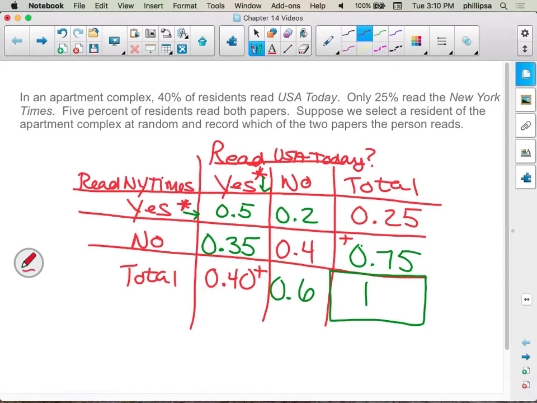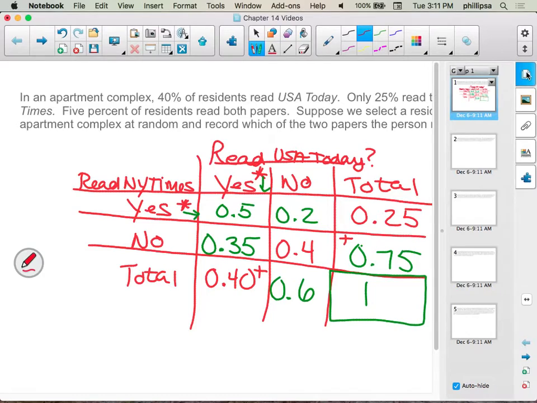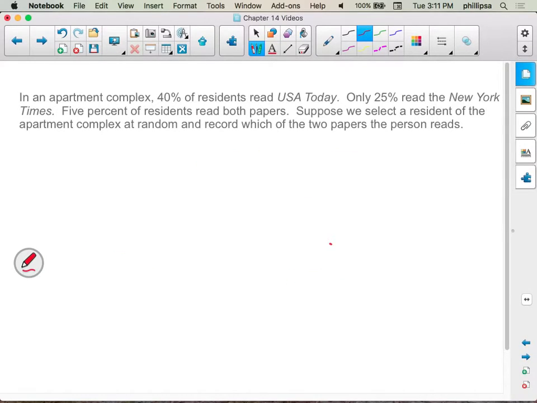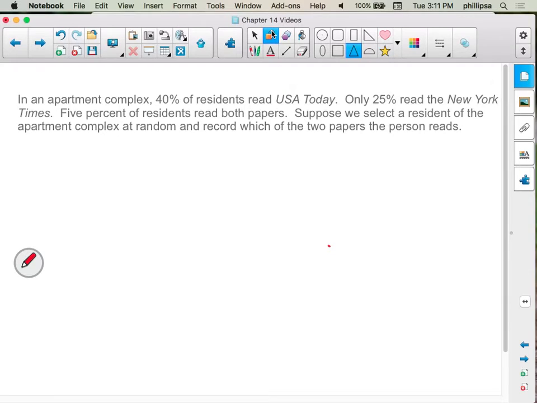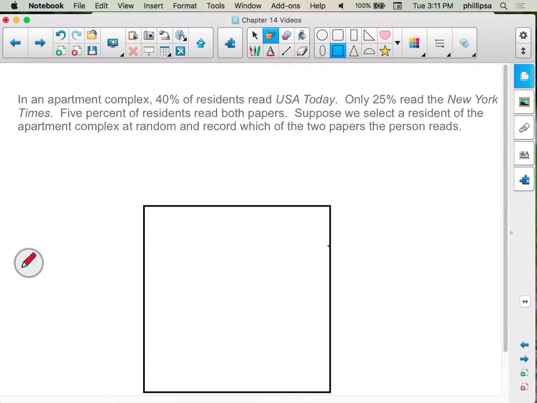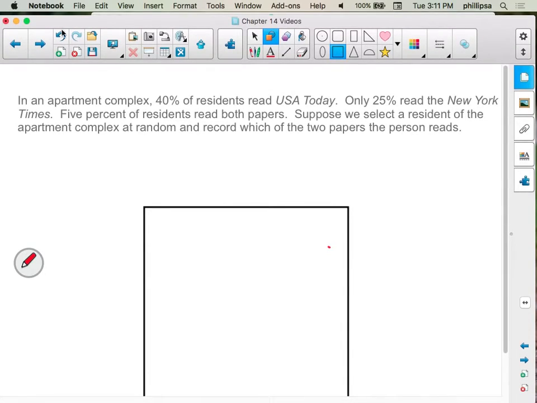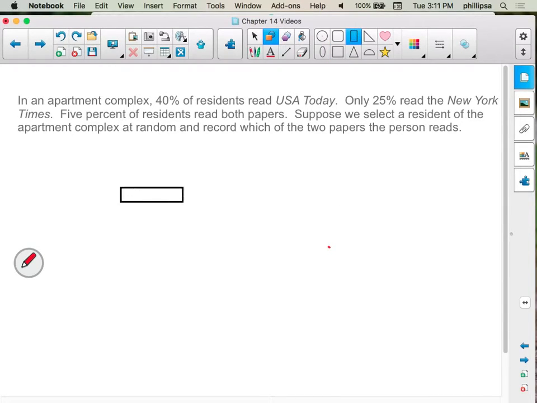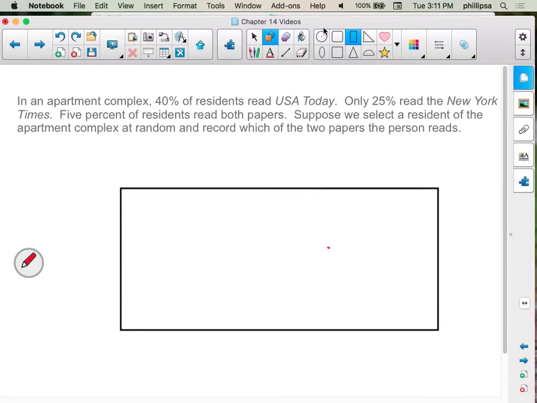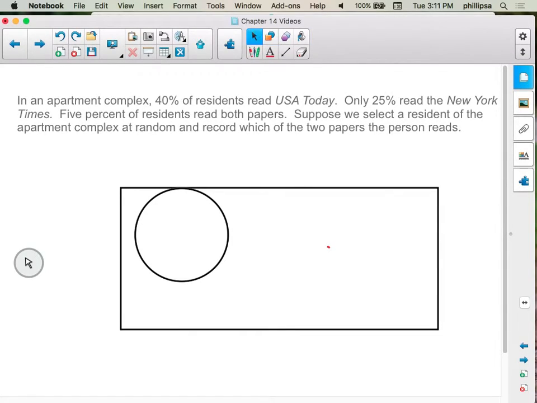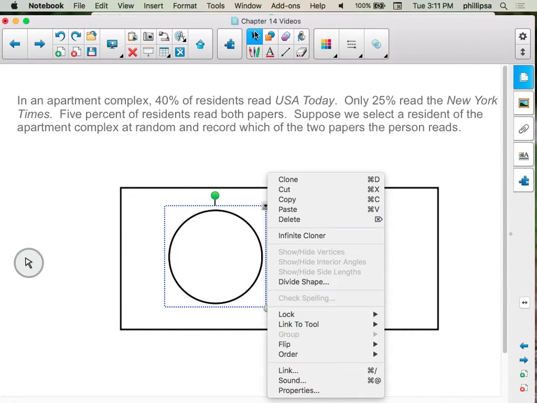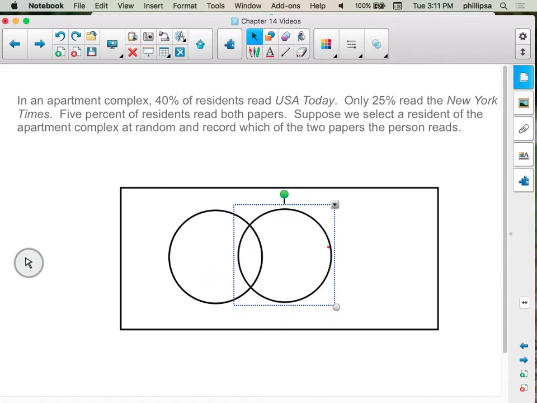Okay? And now let's take a look at what the Venn diagram would look like, which is probably quite a bit easier, faster anyways. Okay? So we have my rectangle, like that. And I have 2 events here. They either read New York Times or they read USA Today, or they don't read either, or they read both, okay?